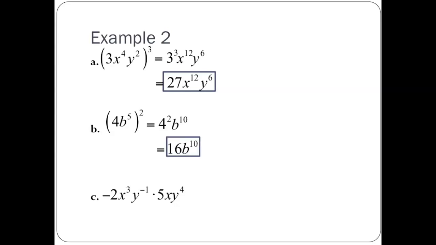All right, the next one, we have negative 2x cubed y to the negative 1st times 5x y to the 4th. Now the negative 2 times 5 is going to be negative 10. Now let's deal with each of the other parts. So x cubed times x, that's going to be x to the 4th. Y to the negative 1st times y to the 4th. Again, we are going to add those exponents and we have y to the 3rd. So that is our answer. Negative 10, x to the 4th, y to the 3rd.